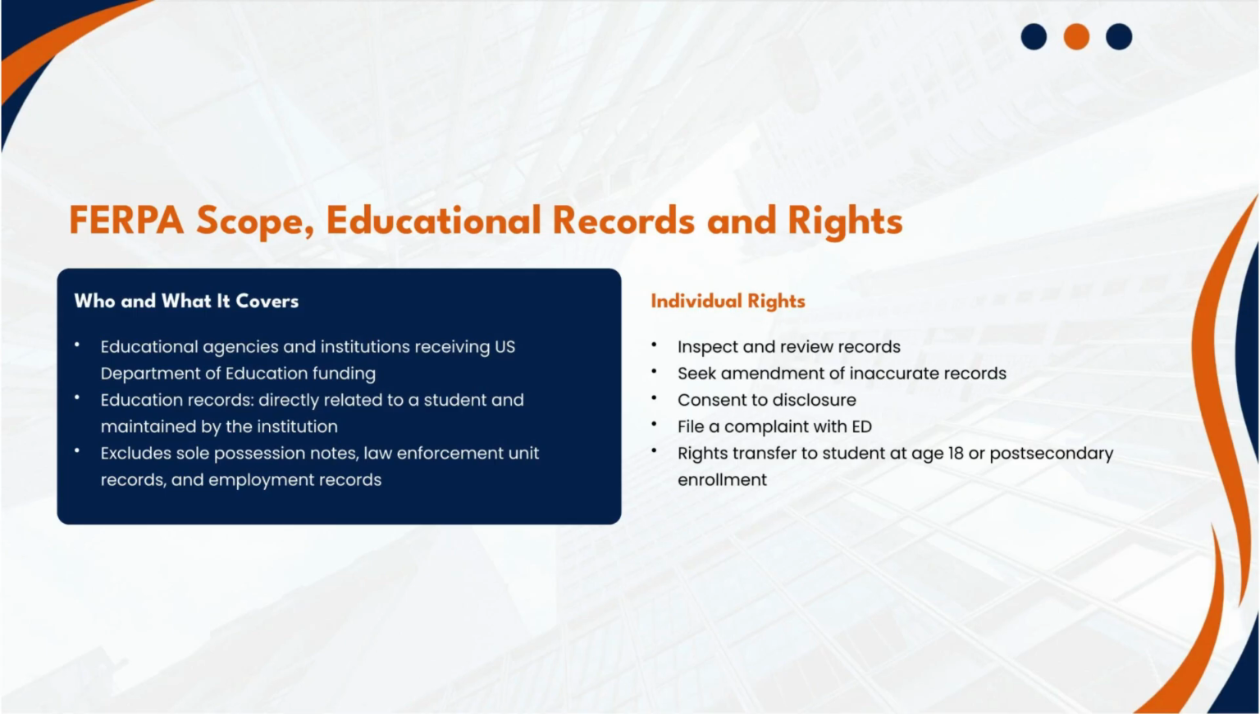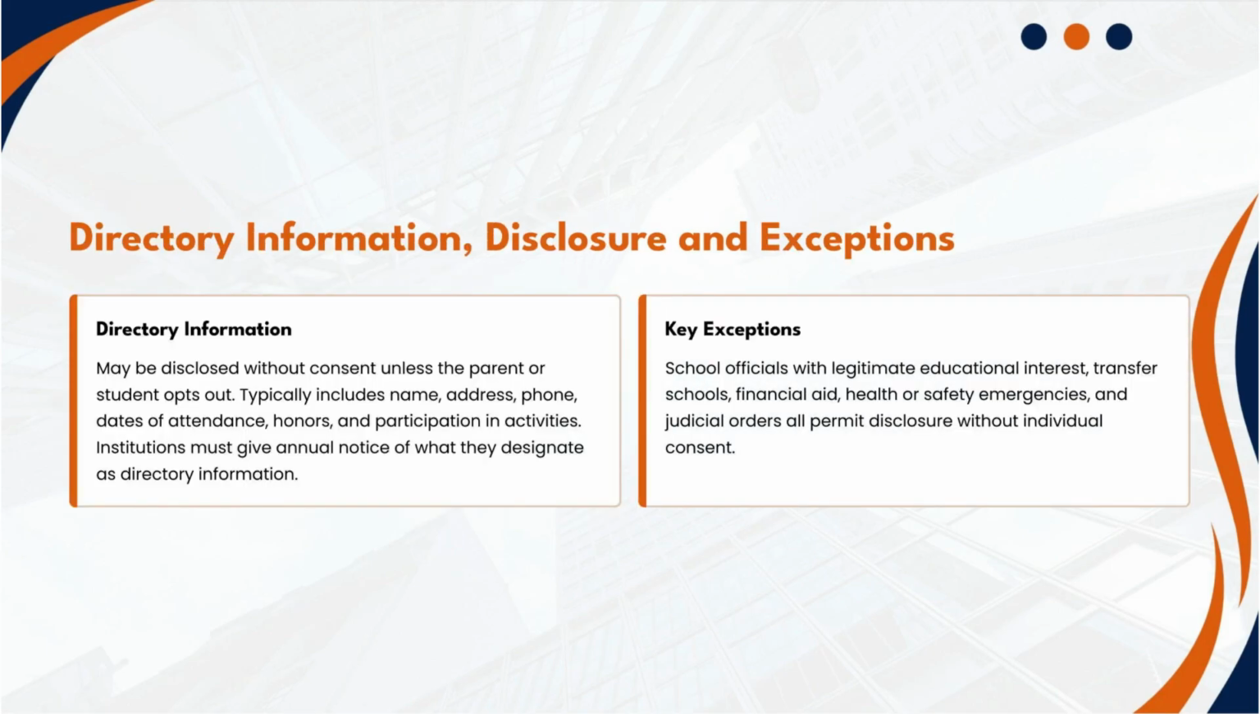Now the rights and the twist. Rights belong to parents until the student turns 18 or enrolls in post-secondary education. Then they transfer to the student. That transfer surprises parents constantly. Your child goes to university and you can no longer see their grades. The rights themselves? Inspect and review, request amendment, consent to disclosure, and file complaints. Access, correction, consent. Sound familiar? 1974. So FERPA requires consent to disclose, except when it doesn't.